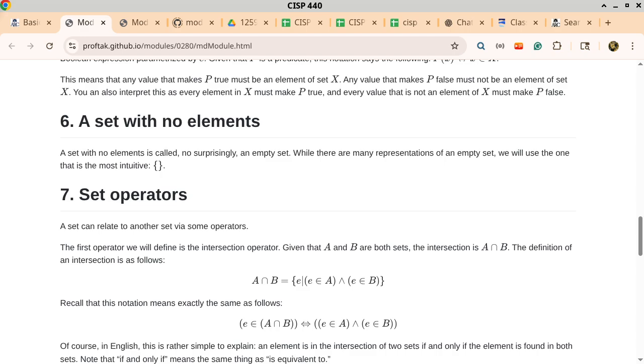Alternatively, you can also say E is in the intersection of A and B if and only if E is in A and E is in B. So these two notations are exactly the same, the top one being a little bit more popular, and the second one is actually more precise, but less used by mathematicians. So it's really just a matter of style. I personally prefer the second representation because the first one can be a little bit confusing.